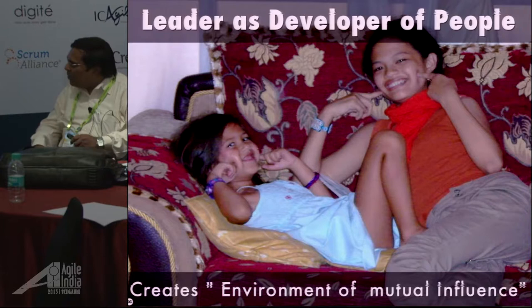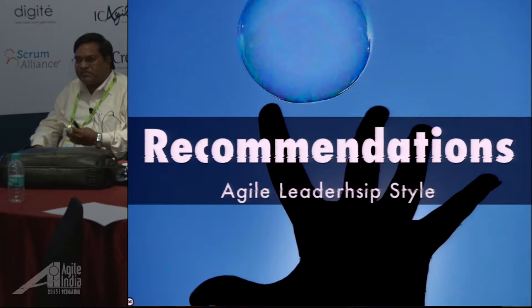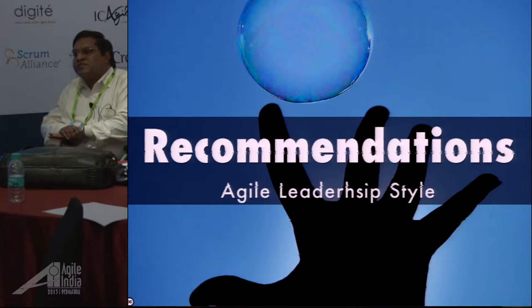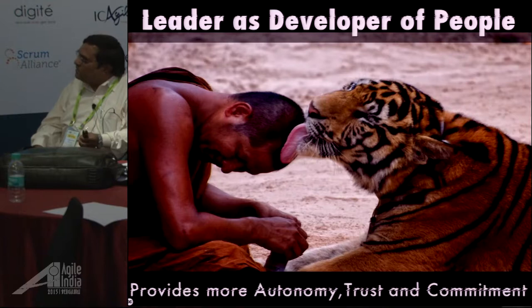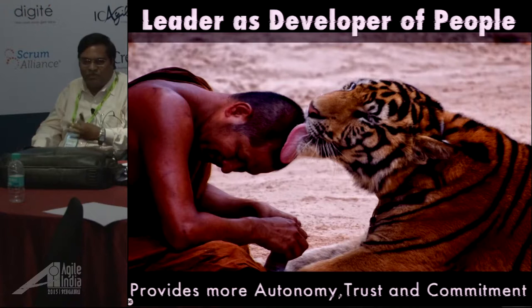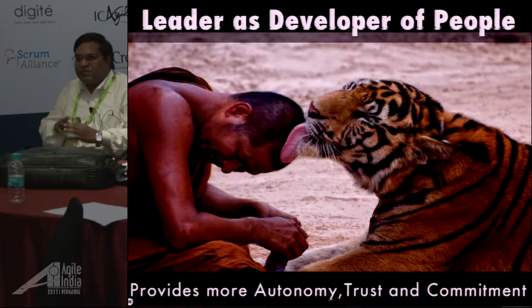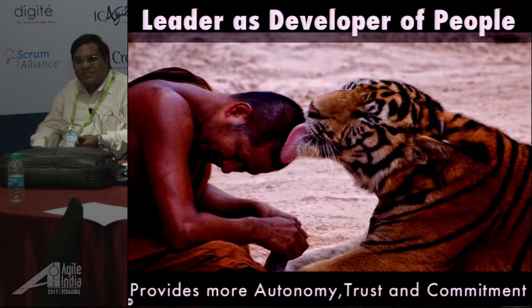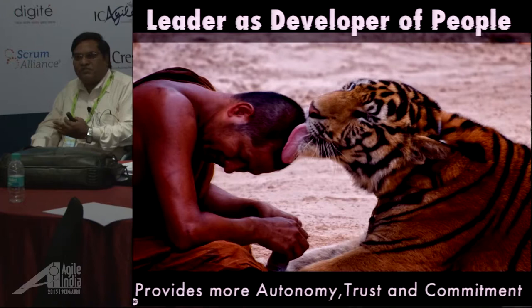So coming to certain suggested recommendations for when an Agile leader behaves as a developer of people: when the leader behaves as a developer of people, he should provide a lot of autonomy and trust. Okay, so I think a good number of people know about this. But can we expect, by giving autonomy, when let us say the Agile teams are new, that they will suddenly start delivering everything? It's difficult to expect teams to become self-organized, doing things themselves, committing themselves.